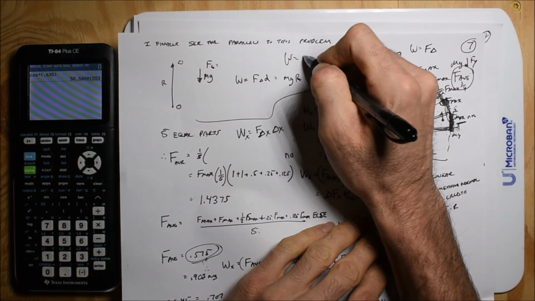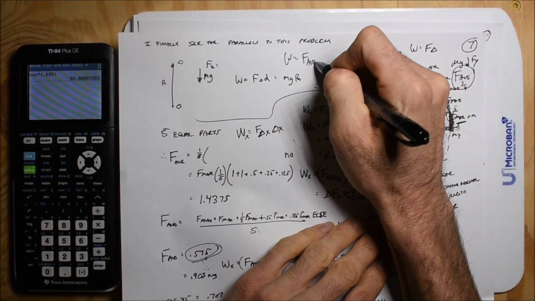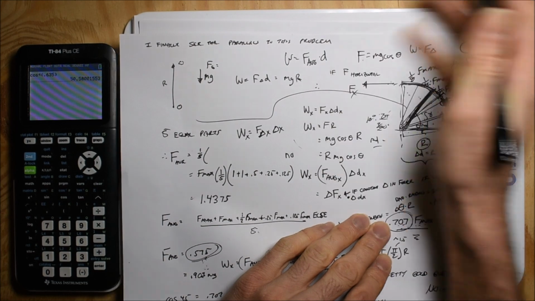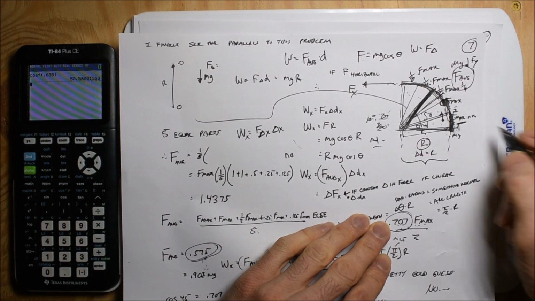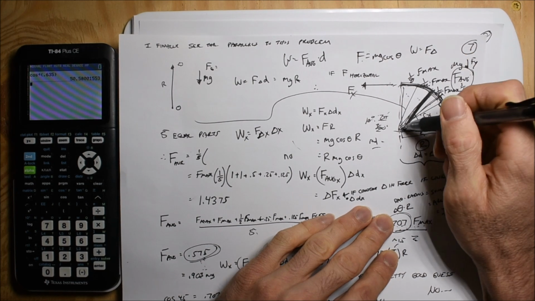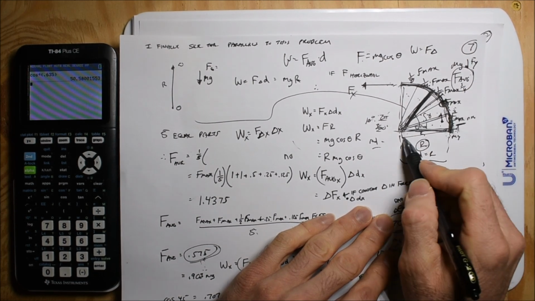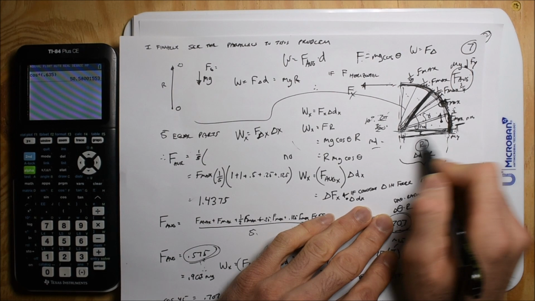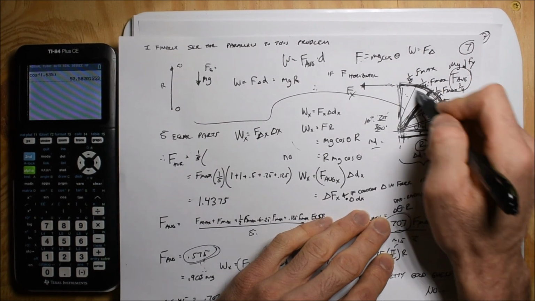So work is just force average times distance. The distance traveled. And in this, the distance traveled is the arc length. It's not just this x, the change in the x direction or change in the y. It is the arc length.